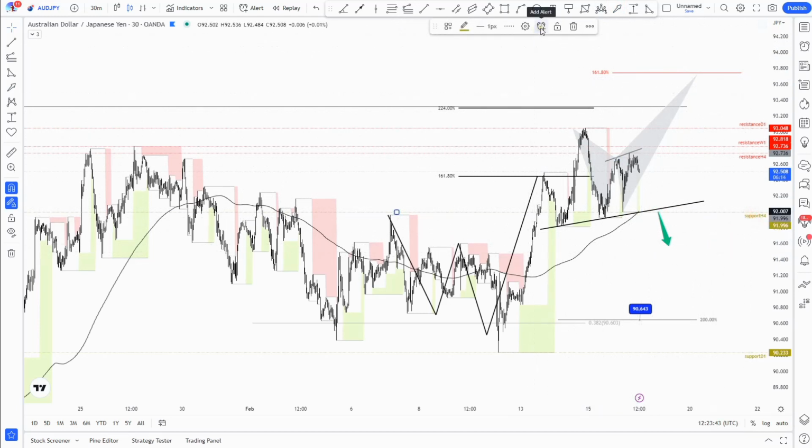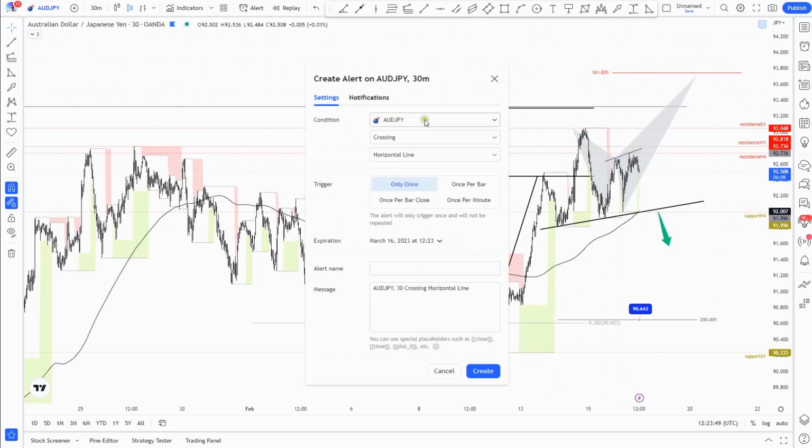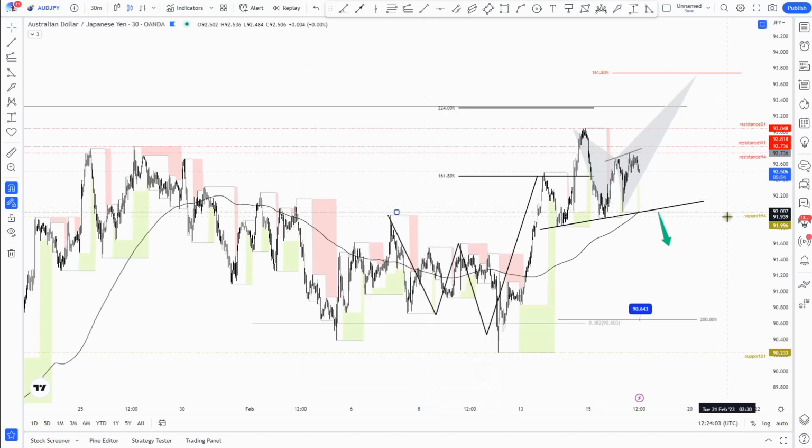In fact, you can also put your fractal right there and create an alert, and as soon as the price breaks this support, you will get a notification. You already know the price is threatening the support level of that head and shoulders, or that potential head and shoulders pattern formation. That being said, let's move forward.